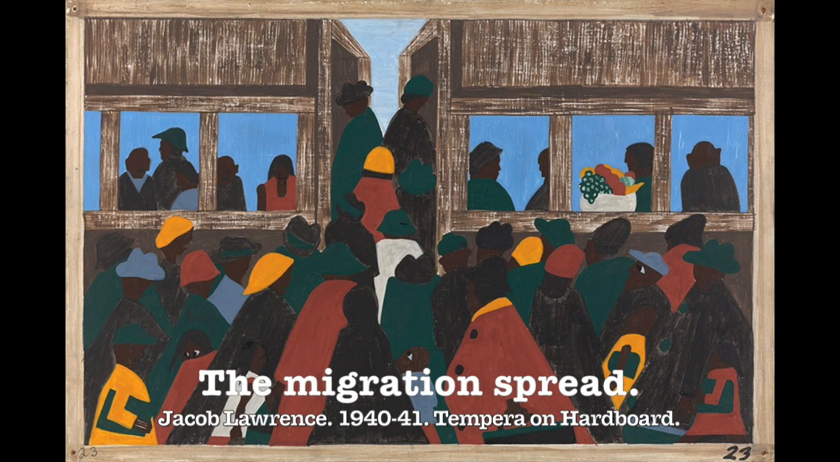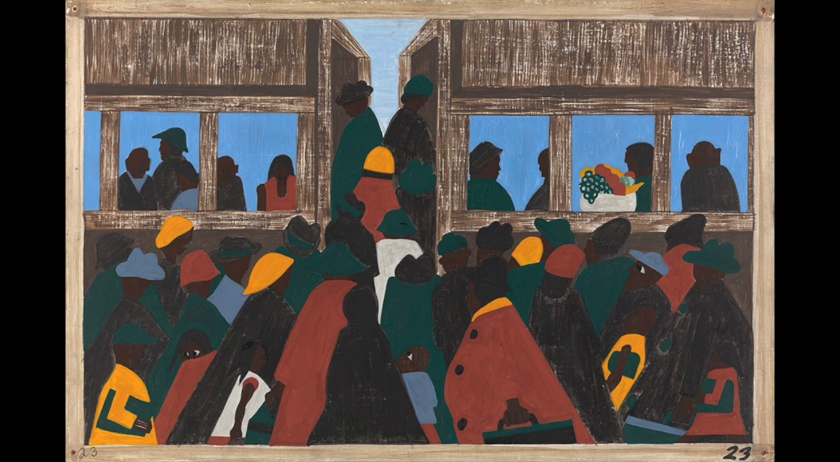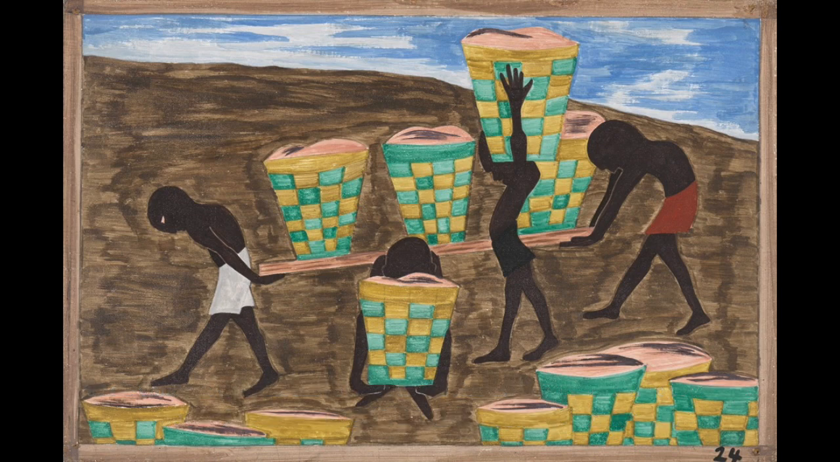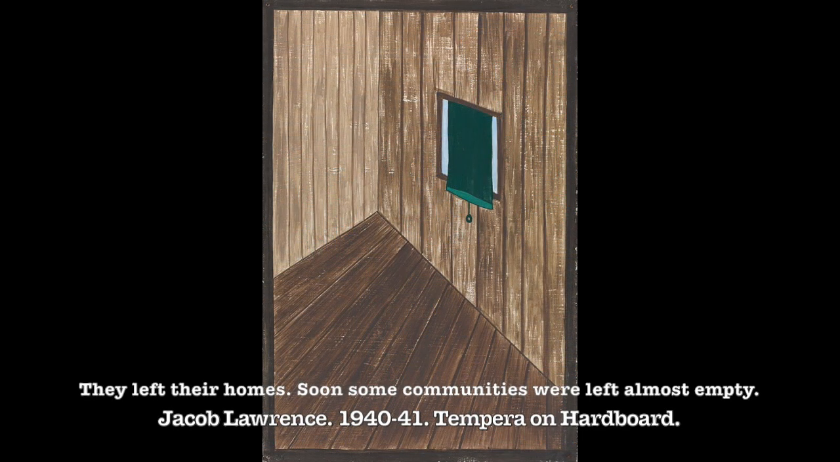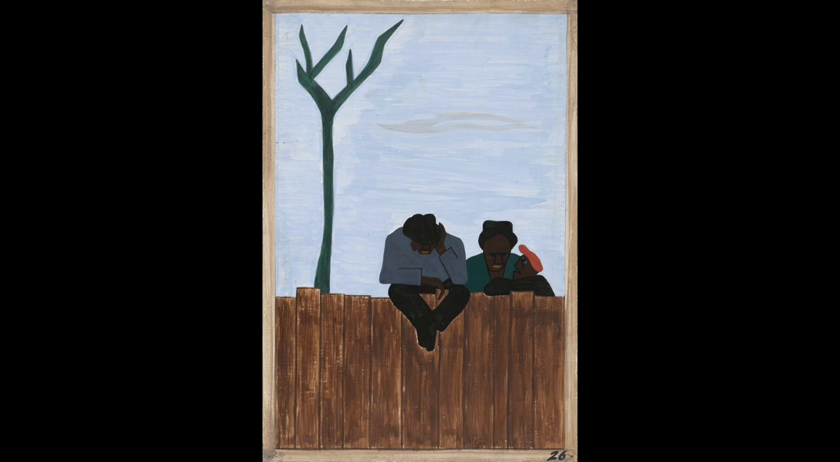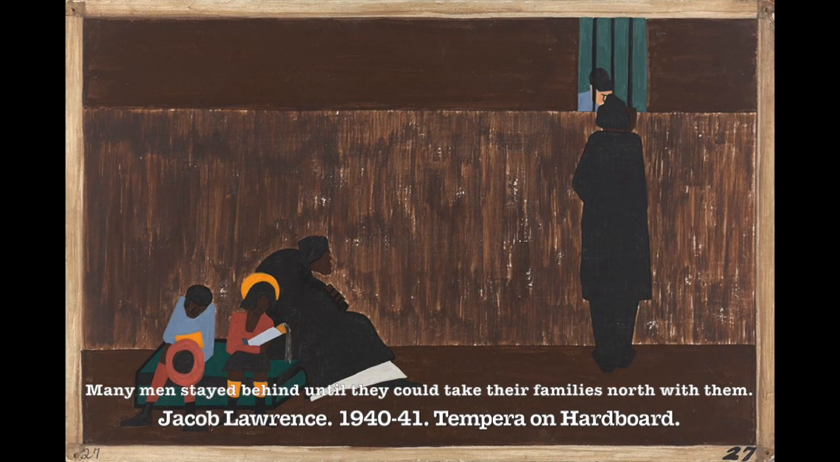The migration spread. And here again we see a great example of the lines, shapes, colors, and textures that are being rhythmically placed into these panels. Their children were forced to work in the fields. They could not go to school. They left their homes. Soon some communities were left almost empty. And people all over the South continued to discuss this great movement. Many men stayed behind until they could take their families north with them.